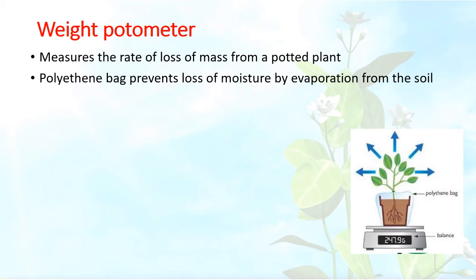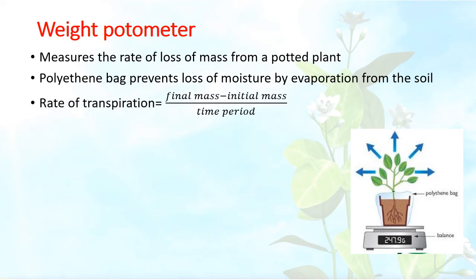We need to get the initial mass of a potted plant. Then we have to leave it for a certain time period, allowing it to transpire, and finally we need to get the final mass. By using this equation, you can find the rate of transpiration. Final mass minus initial mass divided by time period.